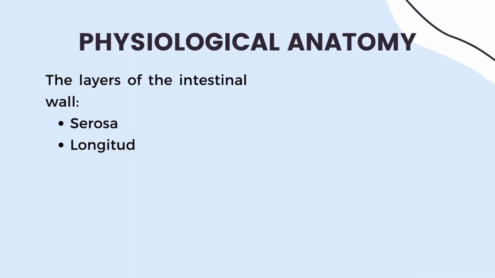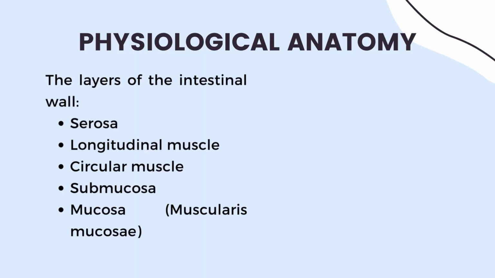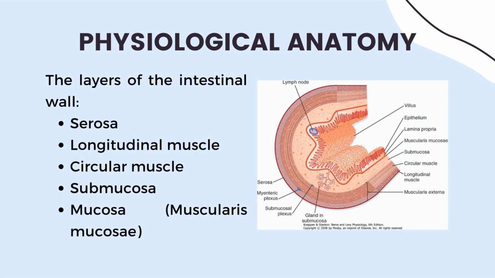The layers of the intestinal wall from the outside in are the serosa, the longitudinal muscular layer, the circular muscular layer, the submucosa, and the mucosa, which has a smooth muscle layer called muscularis mucosae. If we make a cross-section of an intestine to analyze its structure, we can visualize that it presents different layers. These layers are classified from the outside to the inside as the serosa, the longitudinal muscular layer, the circular muscular layer, the submucosa, the muscularis mucosae, which is part of the mucosa, and finally the mucosa. And the latter is where we can observe the intestinal villi.